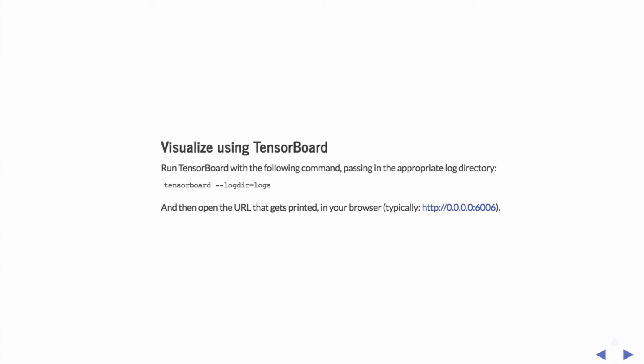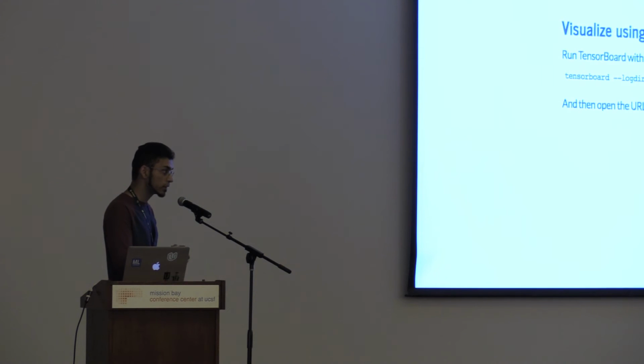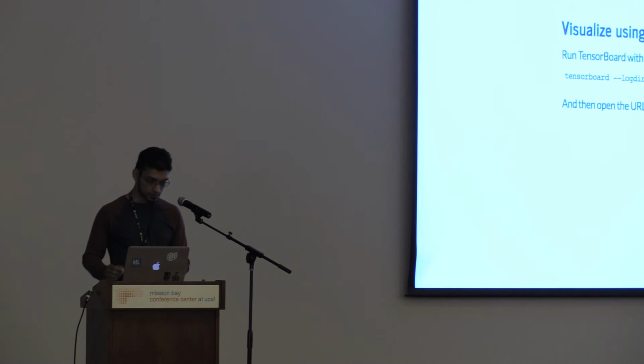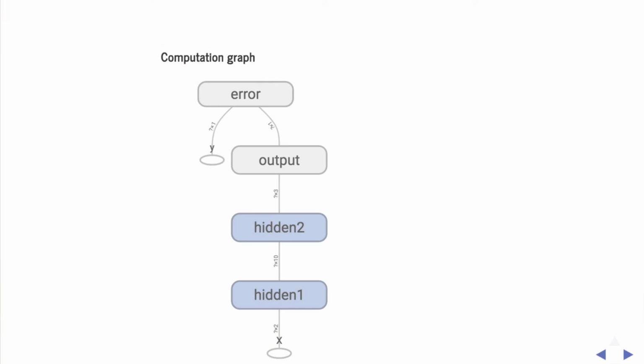Now, remember, we've been logging things using that summary writer thing. So how do we view this? Well, we can run TensorBoard and point it to the log directory we specified. It'll pull out all those logs and give you a nice web-based visualization. So let's see if we can look at that. All right.